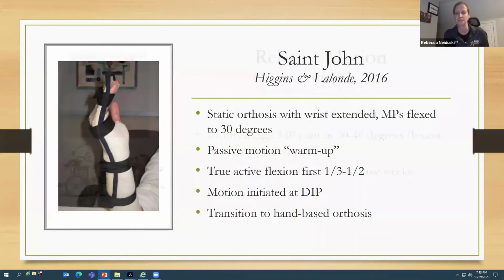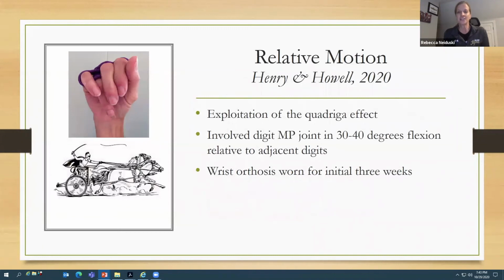Next slide, please. And then finally, an article came out just a couple months ago this summer from Henry and Howell. And the idea of relative motion has been used with extensor tendons, but this actually obviously flips the script and uses relative motion for flexor tendons. So this is really exploitation of the quadriga effect, and it includes the involved digit metacarpophalangeal joint in 30 to 40 degrees of flexion relative to the adjacent digits.